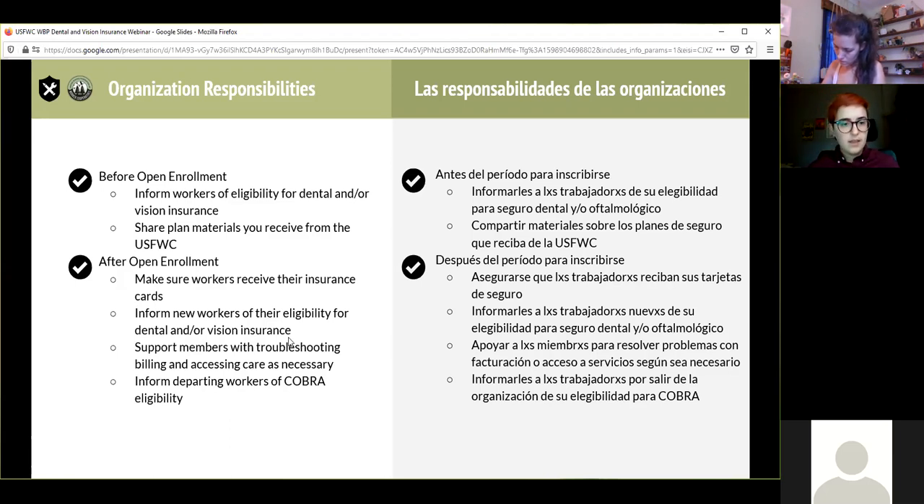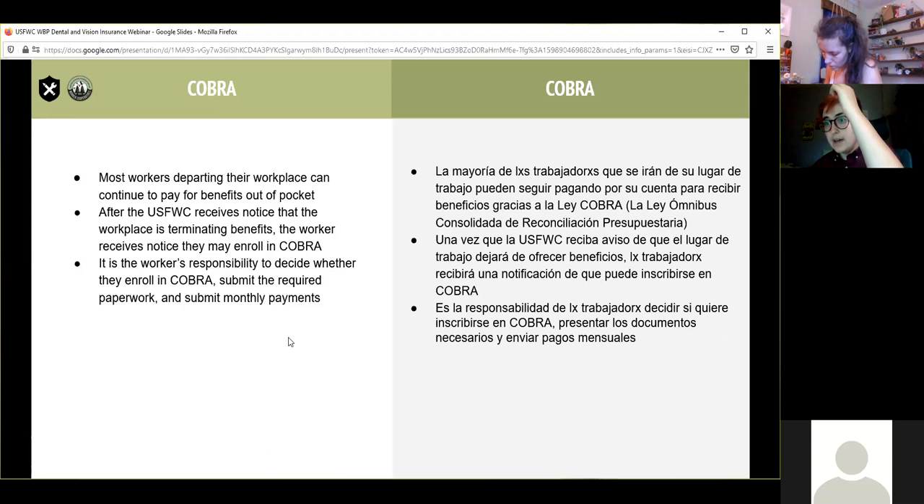And then we will support with any sort of troubleshooting that we can, in addition to supporting with finding people who are in network, offering links to figure out who's eligible, and tips to figure out what dentists are in network and what dentists aren't, or ophthalmologists or whoever. And then additionally, workplaces have to inform their departing workers of their Cobra eligibility, which I will go into now.